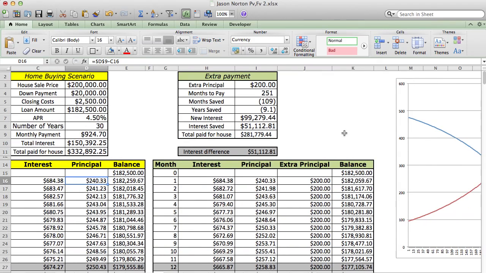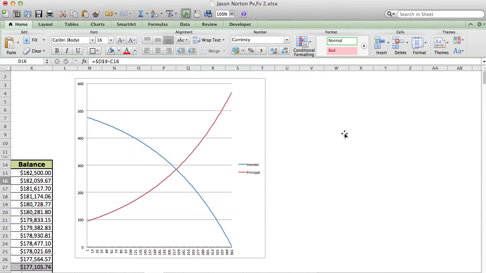I also have this little chart over here that charts the interest versus the principal. So this is the interest. You can see on day one of that loan, or month one, a lot more money is going towards interest than towards the principal. But over time, your interest goes down and more of the money that you're paying goes towards your principal. So that's just a cool little thing.